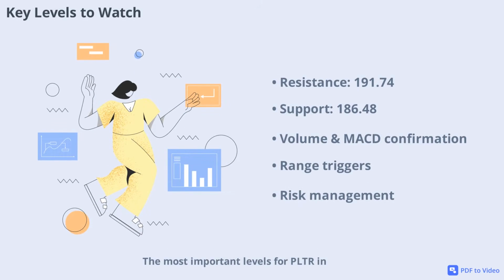Most important levels for PLTR in the near term are resistance at 191.74 and support at 186.48. These levels will likely define the trading range and serve as triggers for larger moves if breached. Monitoring volume and the MACD histogram will be crucial for confirming any breakout or breakdown. Staying alert to these technical signals can help traders manage risk and capitalize on emerging trends.